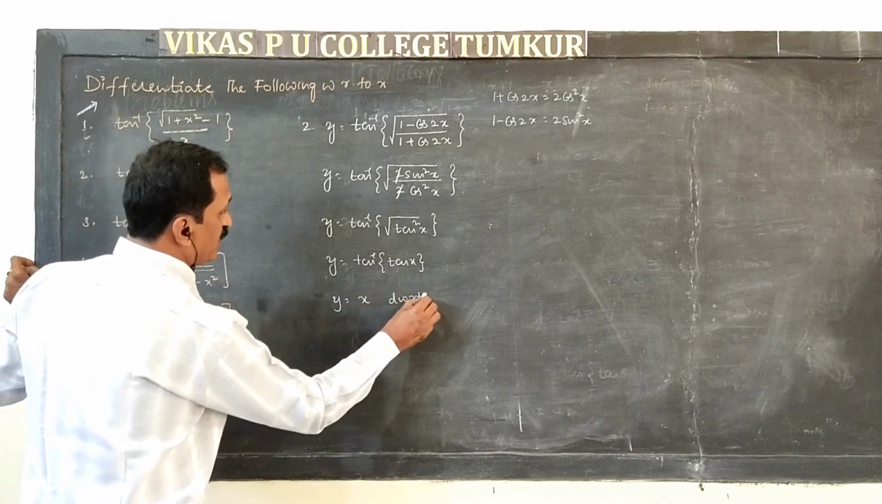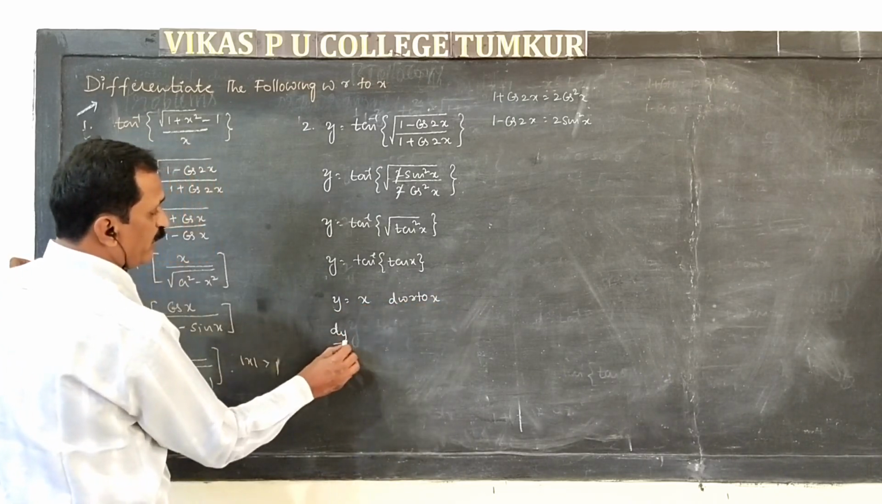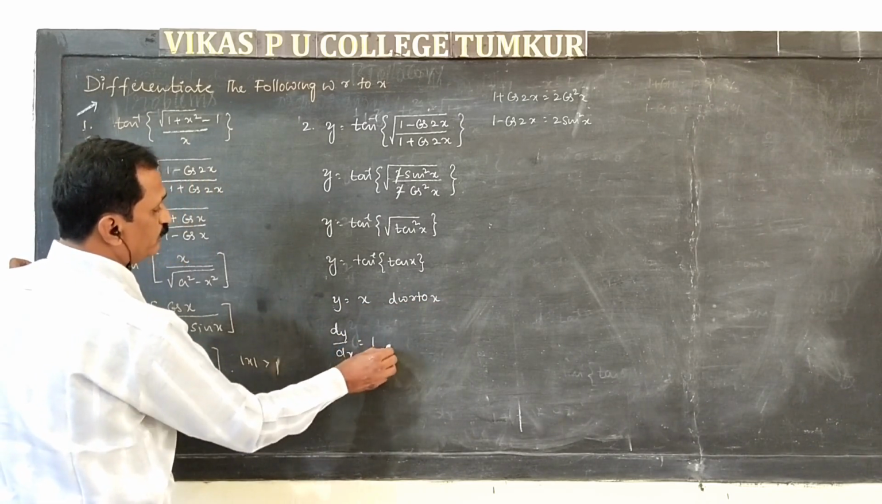Now differentiate the function with respect to x. Your dy by dx will become 1. That's it.